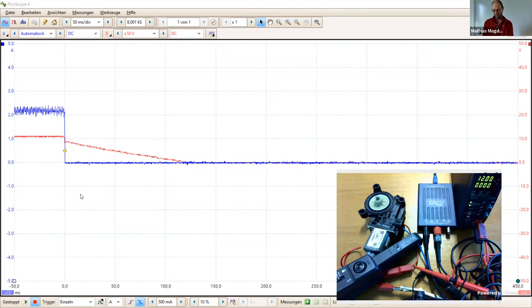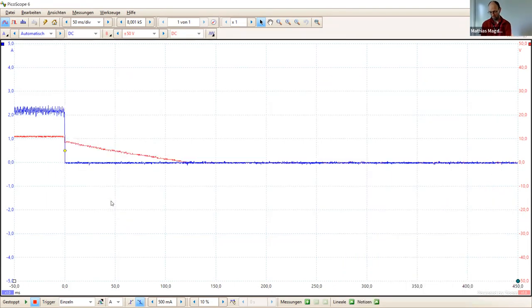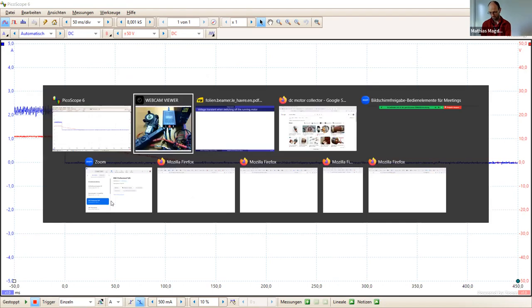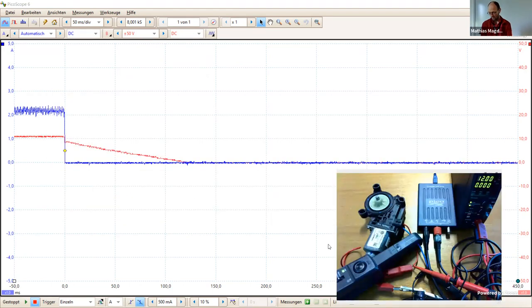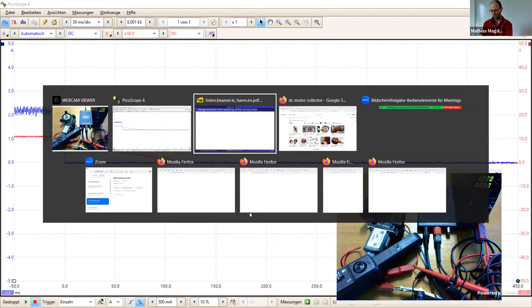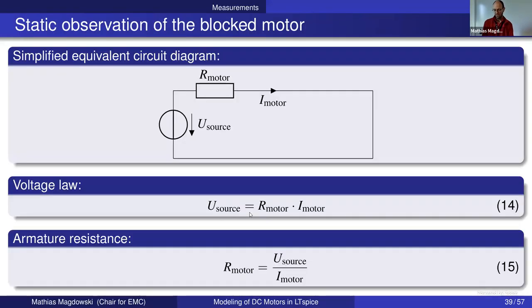Okay, and maybe I will just take a picture and repeat it once again with higher voltage. No, we already had 12 volts. Okay, so this is nice. Okay, so then let me shortly go back to my slides. Yeah, so to summarize a little bit, there's a question.